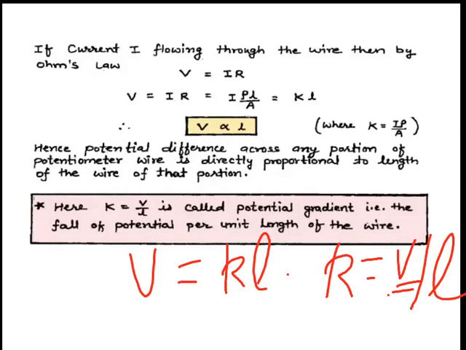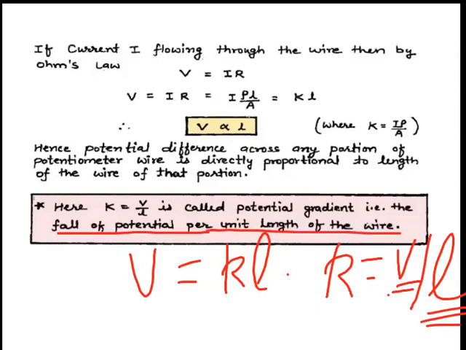The potential difference is decreasing gradually, right? That is the potential drop. How much is the fall in the potential, upon length, means per unit length, right? So what is K? K is the fall of potential per unit length of the wire.